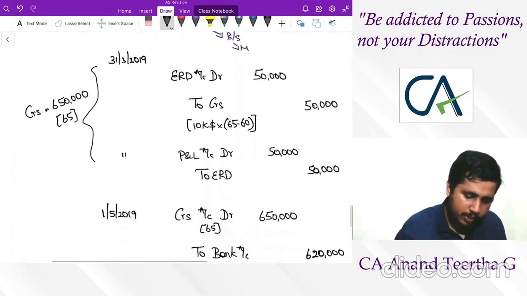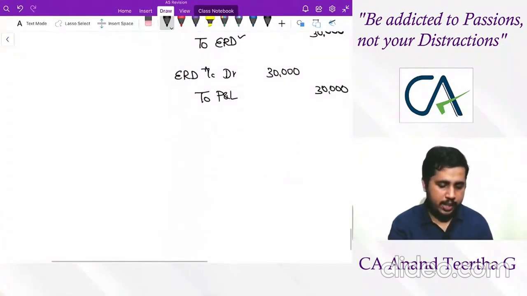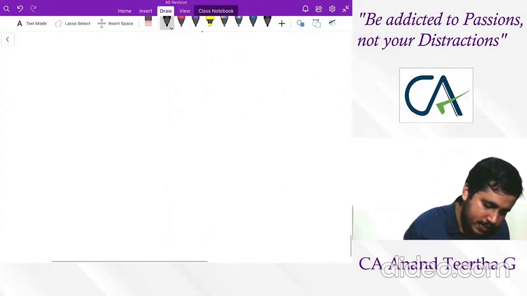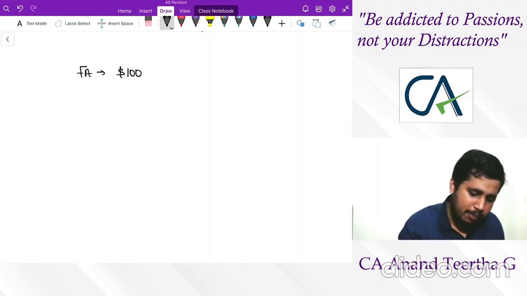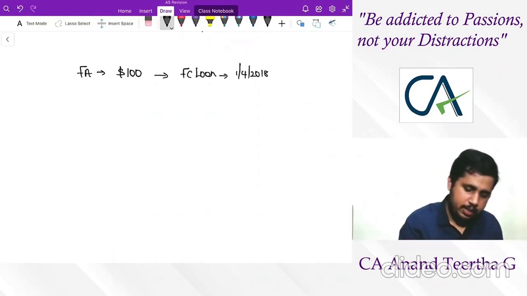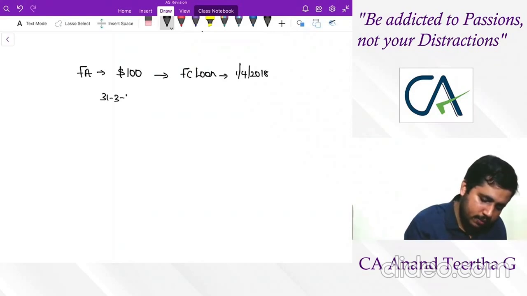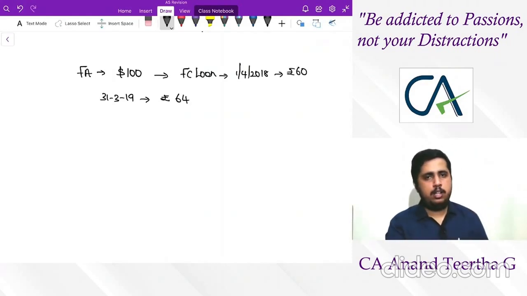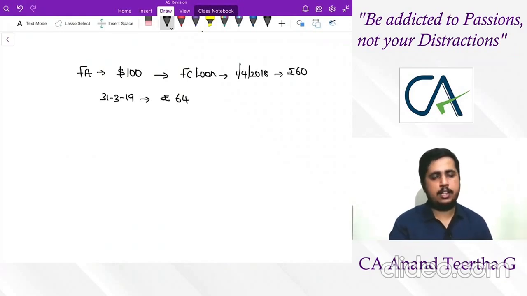If I have to give you one example in connection with that MCA notification I mentioned, suppose there is a fixed asset purchased of, I will go with a smaller amount for our calculation purposes, $100, by taking a foreign currency loan. Okay, assume that the date of loan is 1/4/2018. On the 31/3/2019 balance sheet date, the exchange rate is 64. Over there it is 60. How do you deal with it?